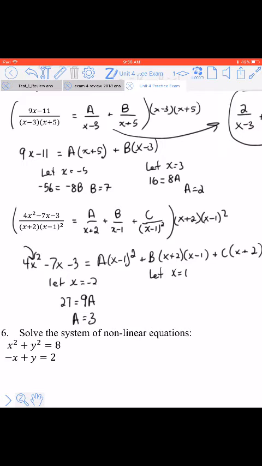So if I put in a 1 right here and right here, 1 squared is 1. 1 times 4 is 4. 4 minus 7 is negative 3, and the negative 3 minus 3 is negative 6. So I get a negative 6 from the left side of the equation.